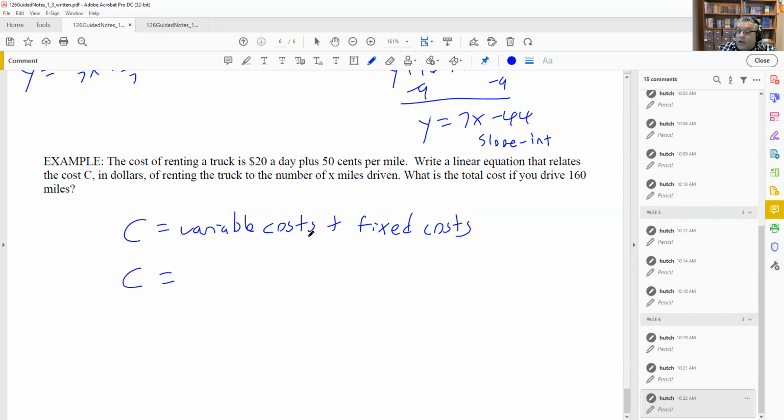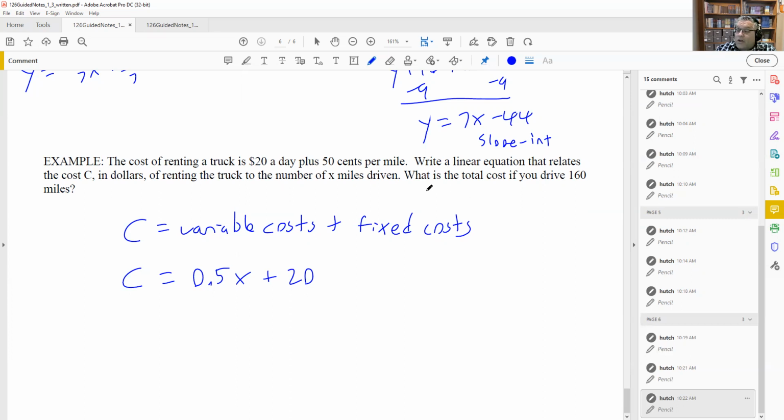Well, I already know that the variable cost has to do with this 50 cents per mile. Now, I want to write that in terms of dollars, and so that's going to be $0.5. I'm going to use X to indicate the number of miles that's driven. I have a plus sign from before, and I have my fixed cost, which is $20 per day. So that would be the equation that I'm going to put down. That would be the first part of the answer because it'll have a blank for you to type in the equation itself. So that's the first equation, C equals 0.5x plus 20.